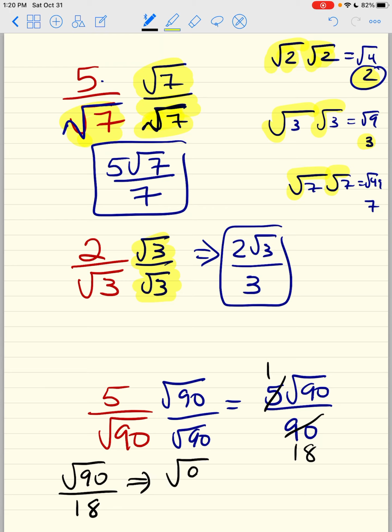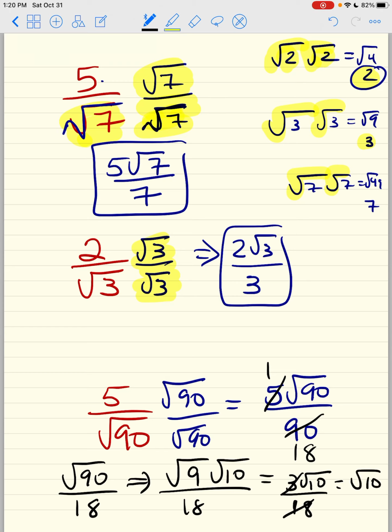Then what we're going to do is break up 90 into 9 times 10. And then we're going to take the square root of 9, which is 3, keep the square root of 10, and then we're going to have square root of 18. 3 hits the 18, you get 1 over 6. And now you're absolutely done. Please do not divide numbers by radicals. You cannot do 6 and 10 have 2 in common. So this is actually the final.